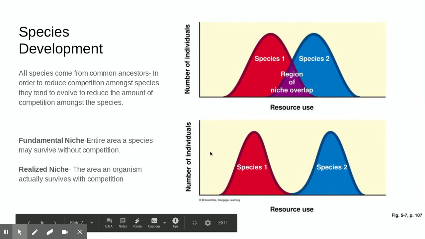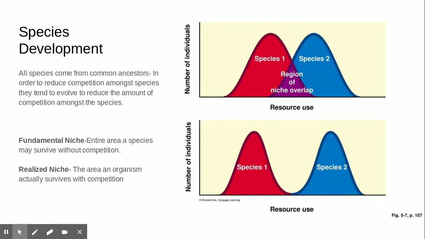And I guess I'm really highlighting this because it's perhaps going to be on the Unit 2 questions, and that's most likely why I did this. But this is just another image to drive home that term fundamental and realized niche and competitive exclusion.